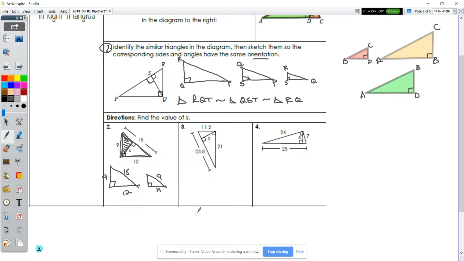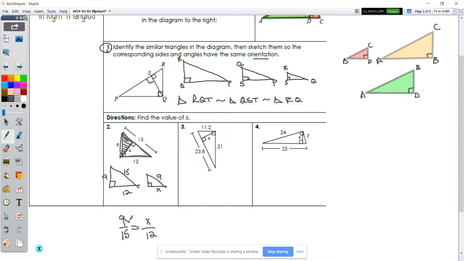hypotenuse is 9. So once you do that, you go, okay, well now I can set up a proportion because that's what similar means. It means the sides are proportional. So I can set up a proportion using these numbers. The numbers that match up, that correspond to each other, can be set up in a ratio. So the 9 is matched up with this 15, and the X is matched up with the 12. Okay. So then all you have to do is solve this.